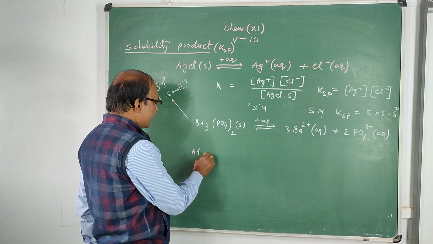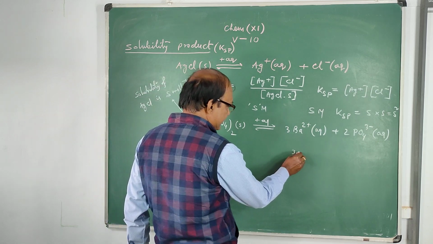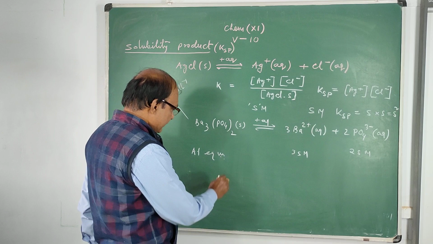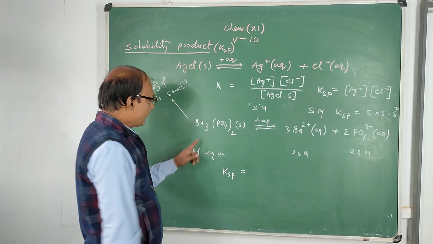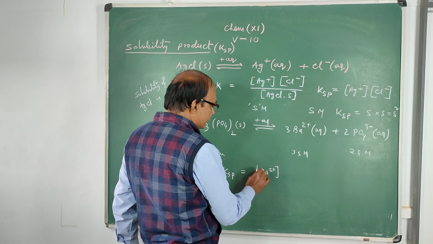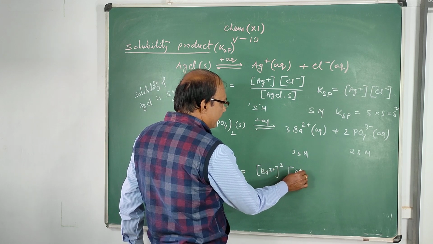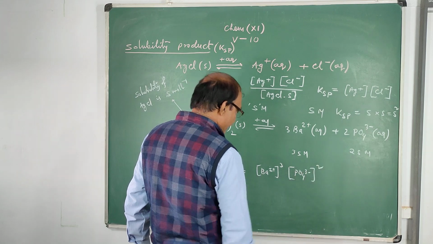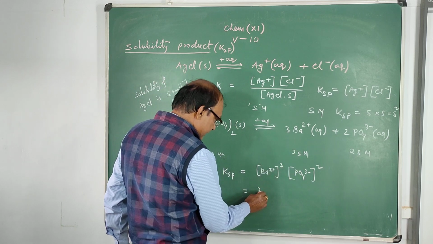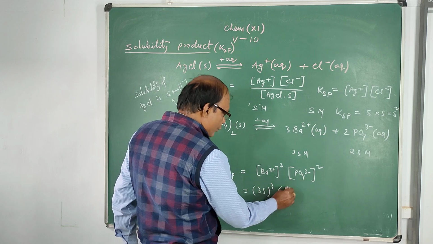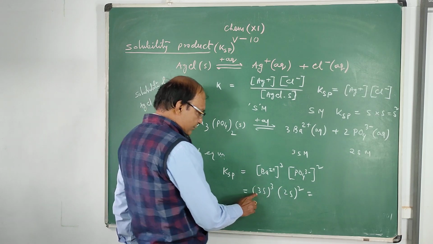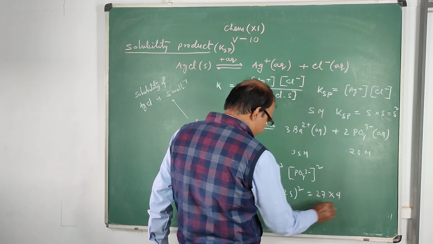Therefore, at equilibrium, the concentration of barium ion will be 3S and the concentration of phosphate ion will be 2S molarity. Therefore, the expression of Ksp for barium phosphate will be the concentration of barium ion to the power 3 times the concentration of phosphate ion to the power 2. In terms of solubility, Ksp is (3S)^3 times (2S)^2, which is 27 into 4, that is 108 S to the power 5.